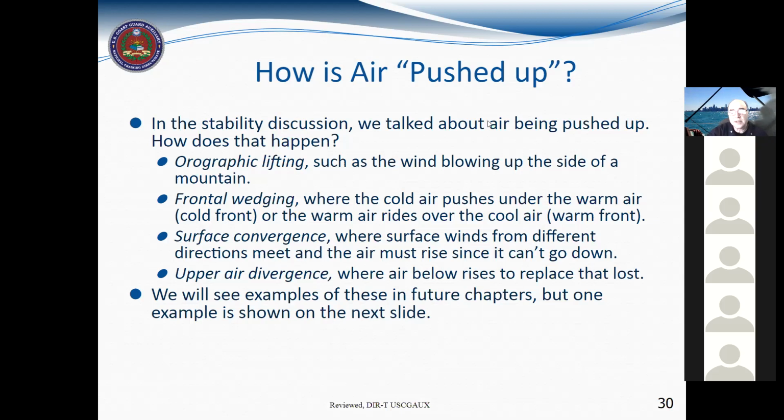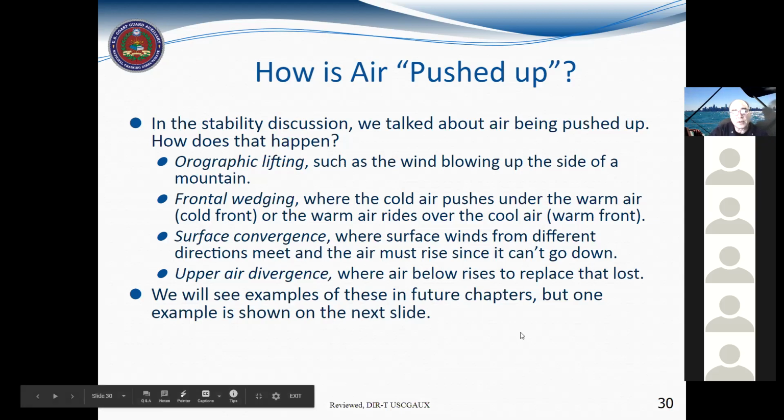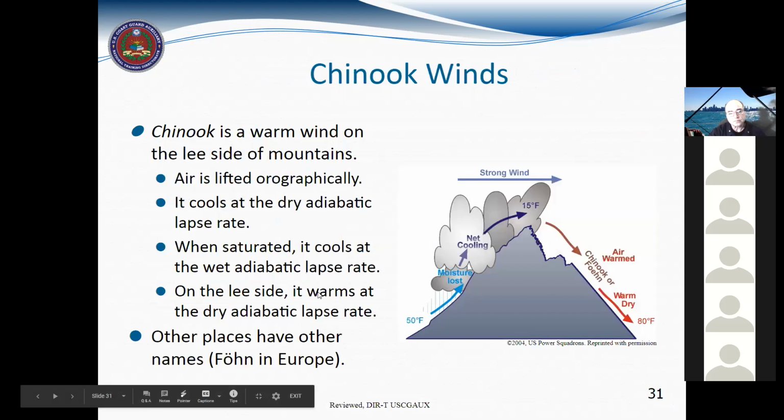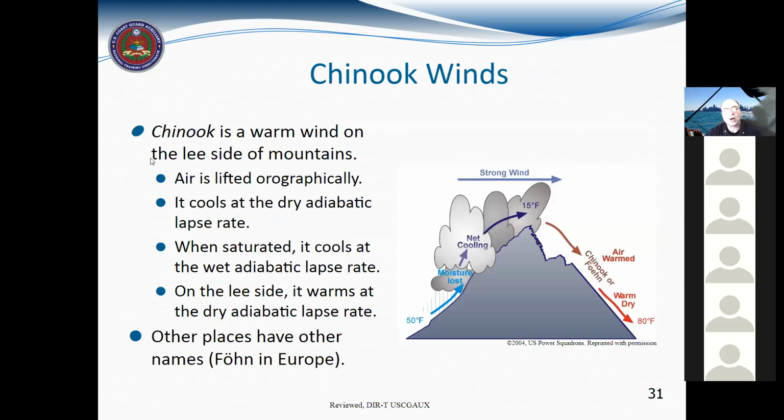So we'll see examples of these in future chapters, but one example is shown on this next slide. So what's a Chinook? A Chinook is a warm wind on the lee side of mountains.